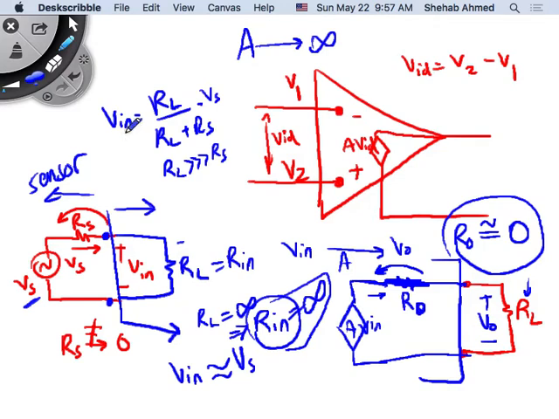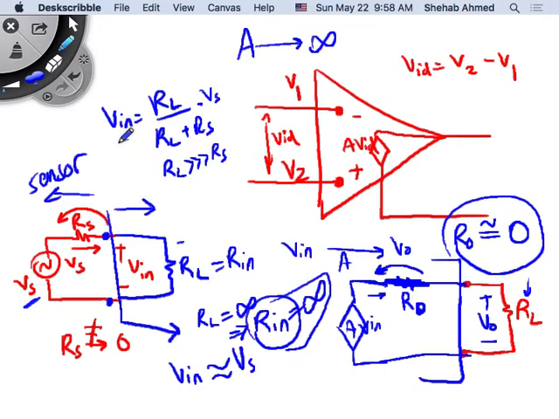If you're measuring temperature and you design a poor circuit that is going to load your sensor, load your sensor means there's current flowing, right? If RL is infinity, there's no current flowing. That means I'm not loading the sensor. If current is flowing, then I'm loading the sensor. If I load the sensor, then what happens?